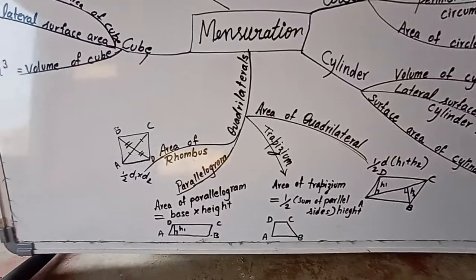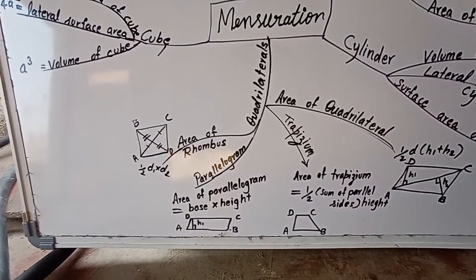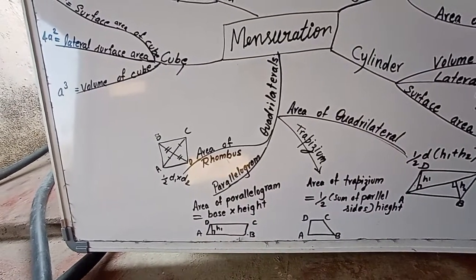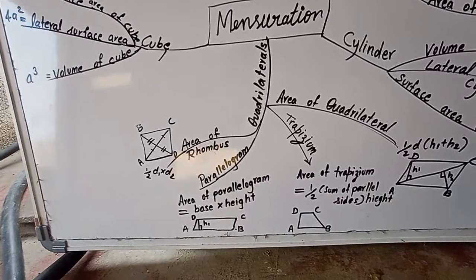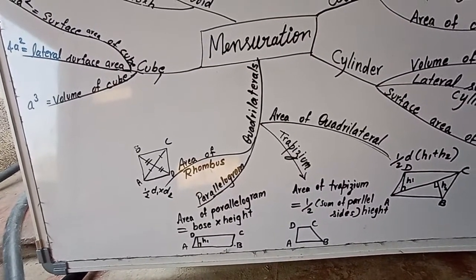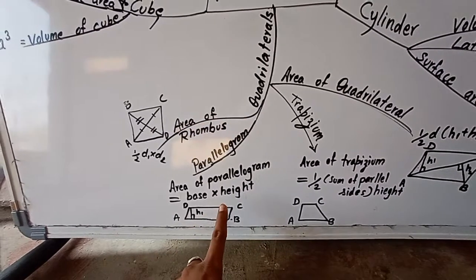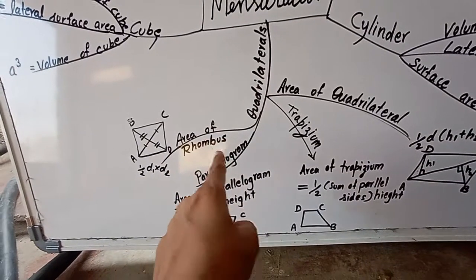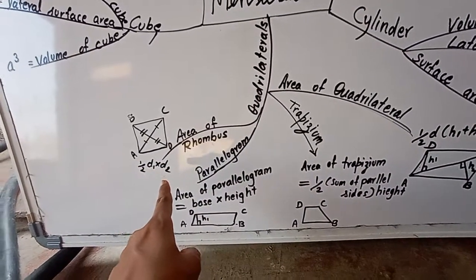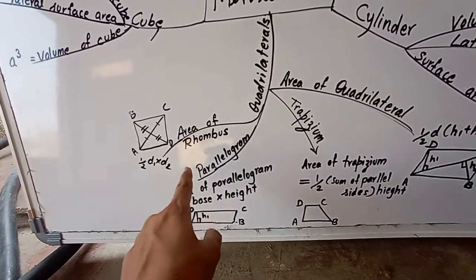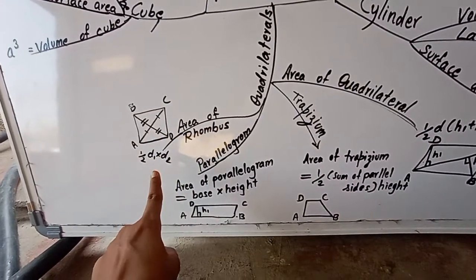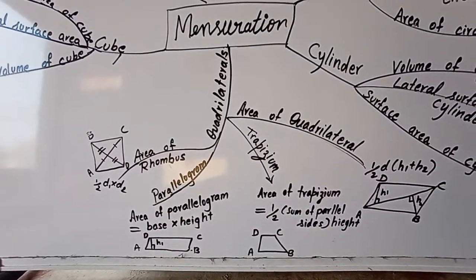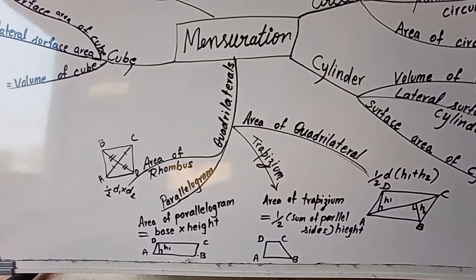Then if we go for the parallelogram, it is just like a rectangle, but the opposite sides are parallel to each other. So the formula for the area of a parallelogram is base into height. Then the area of a rhombus is equal to half d1 into d2, half the product of the diagonals. Product of diagonals means d1 into d2. These are the measurements for calculating the area of quadrilaterals.